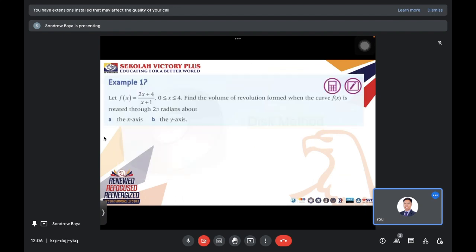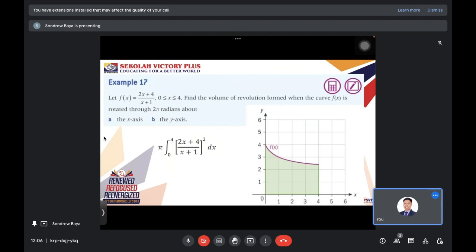Let's have another example. Suppose this is the function given intervals 0 to 4 inclusive. Find the volume of revolution formed when the curve f of x is rotated through 2 pi radians about, let's focus with letter A, the x-axis. Since it's rotated about the x-axis, the volume will just be equal to pi times the integral of the function from 0 to 4. Again, when you simplify this using the laws of integral, and evaluate it given these values, you'd be able to see that the volume is equal to 100.77 cubic units.